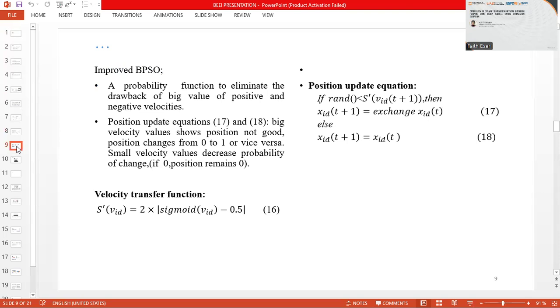So to improve this, a new probability function is proposed as given in 16. And this eliminates the drawback of the big values, positive and negative velocities. And the position update equations 17 and 18 are proposed, which decrease the probability of change. And you're able to see that the position is not changed with big velocity values, from 0 to 1 or vice versa.